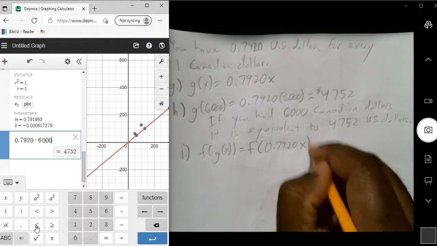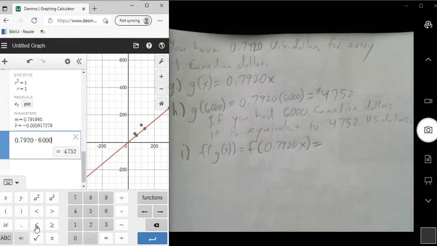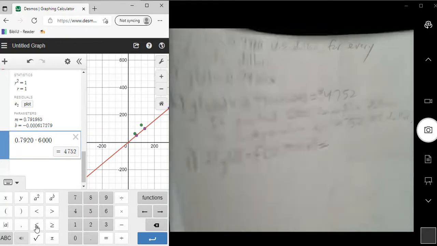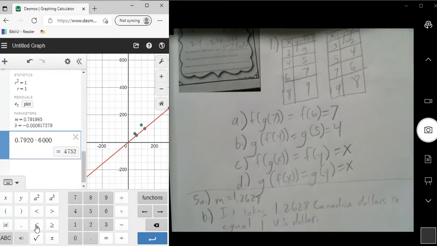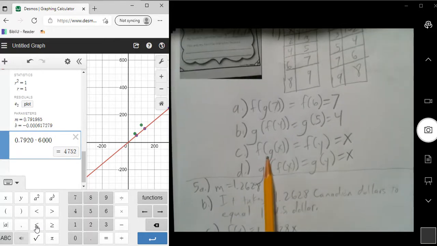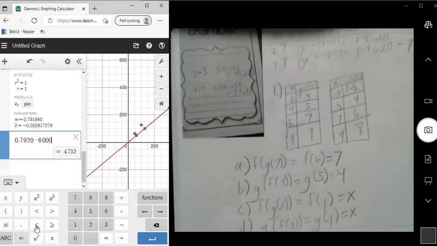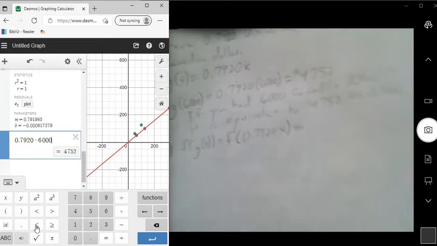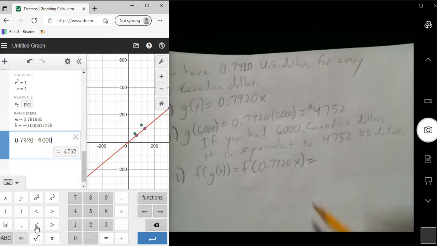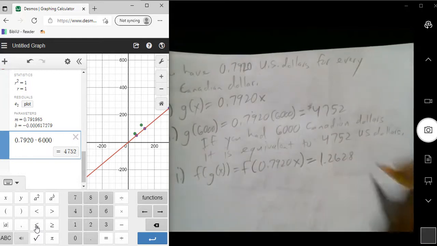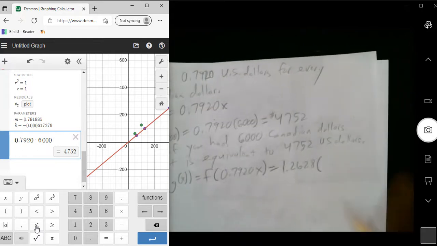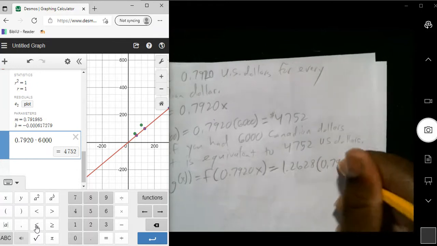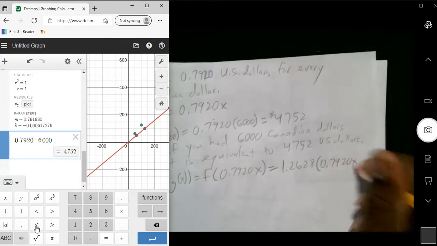0.7920x. So that would equal to, now, remember before we had on the previous page, what f of x was equal to. F of x was actually equal to, wait a minute, oh, down here. F of x is equal to 1.2628x. So what we would have is 1.2628 times the parenthesis of 0.7920x.